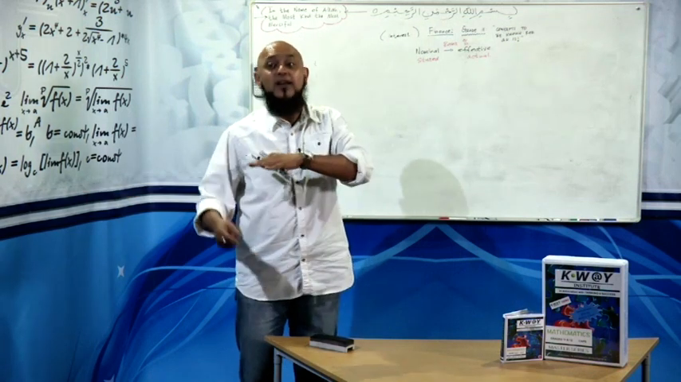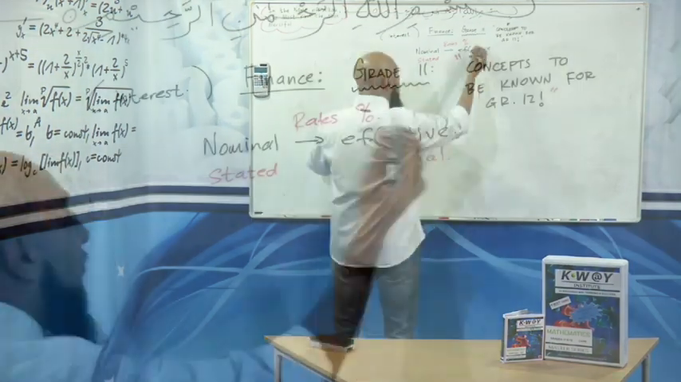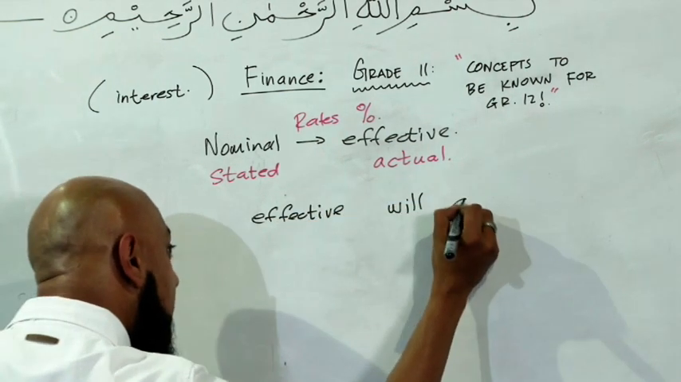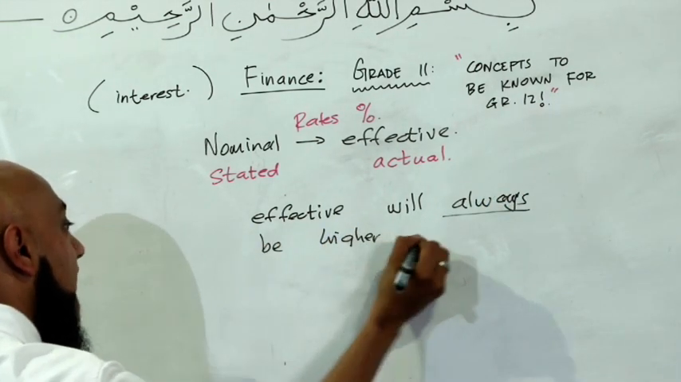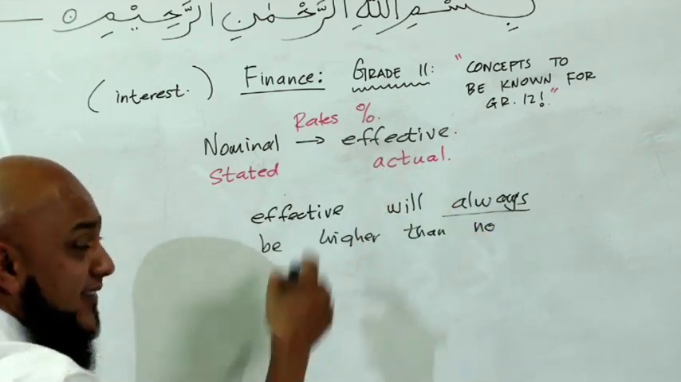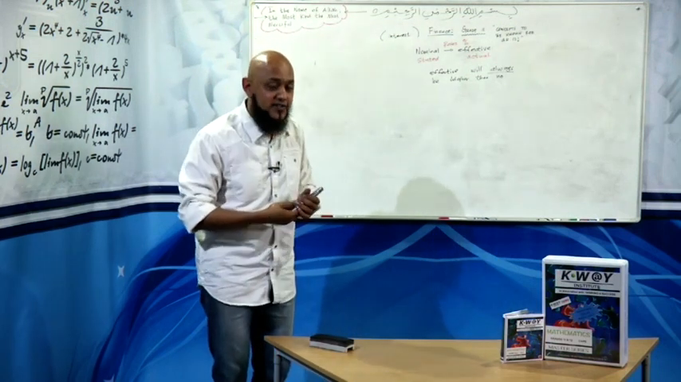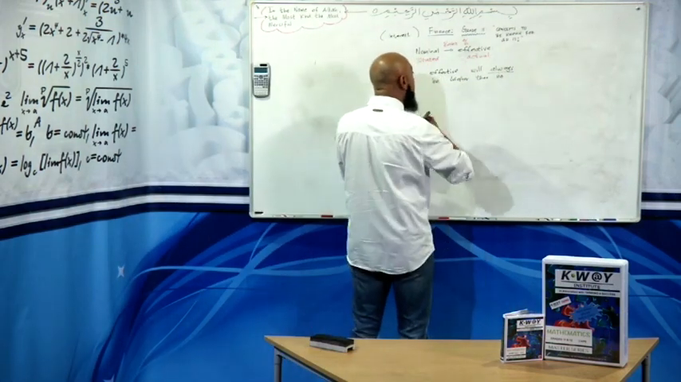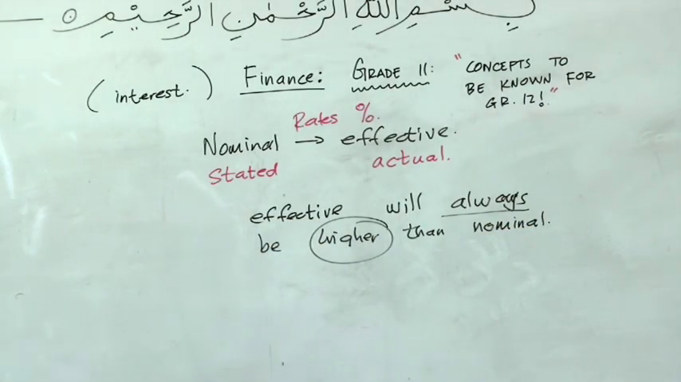So, in fact, if they told you that you were paying 13%, your effective rate will always be higher than your nominal. Obviously, the actual amount will always be higher than the stated amount. Why? Do financial institutions lose? Never. Effective will always be higher than the nominal. So if you're getting an effective that is lower than your nominal, you know you're wrong. Now there's a formula to calculate that.